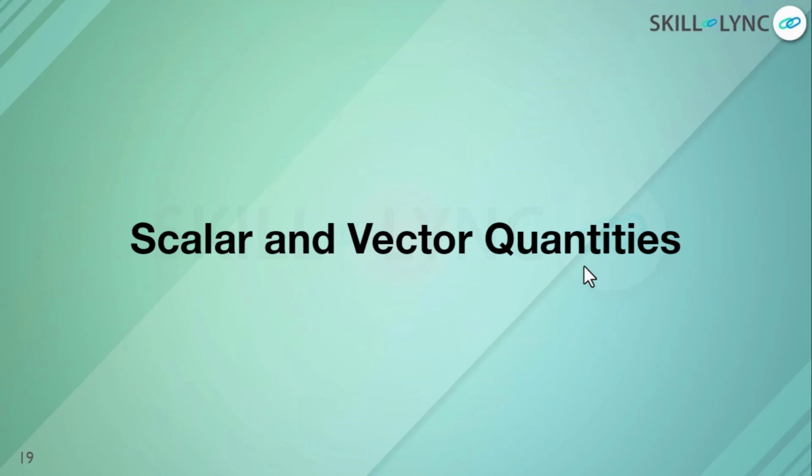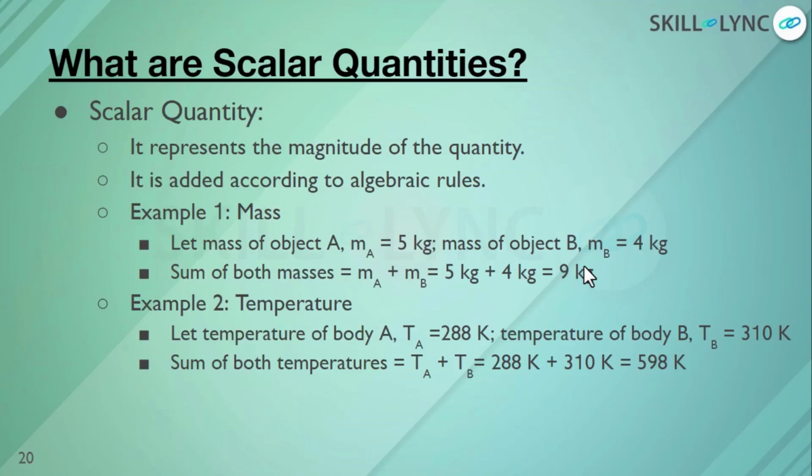Let's get into the third thing of our week 1 course. It is scalar and vector quantities. What are scalar quantities? The scalar quantity is one that has magnitude of the quantity and it must be added as per the algebraic rules. For example, mass is a scalar quantity, temperature is a scalar quantity. How can we say that mass is a scalar quantity? Okay, let us get into that.